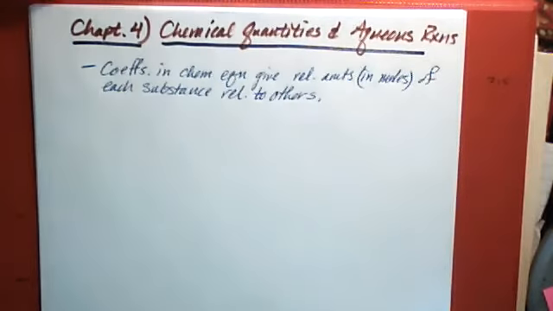Okay, so today we begin chapter 4. This material will be on the second exam, and chapter 4 is about chemical quantities and aqueous reactions. It's where we first really get into chemical reactions and actually doing stuff with them.